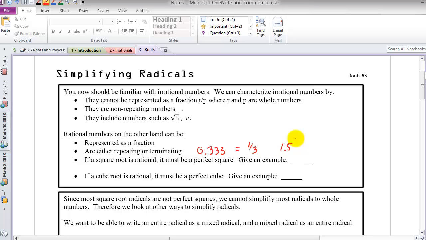So if a square root is rational, it must be a perfect square. So for example, that square root is rational. Likewise, if there's a cube root that is rational, it has to be a perfect cube. So like, whereas square root of 9 is 3, if you take, say, the cube root of 27, that's equal to 3 as well. So those are two types of rational roots.